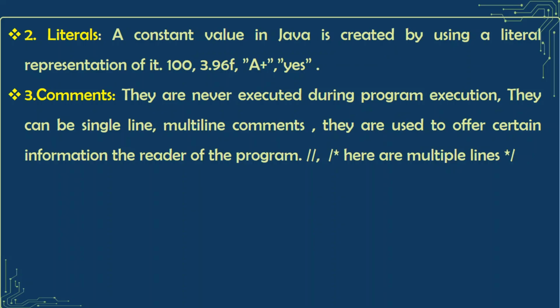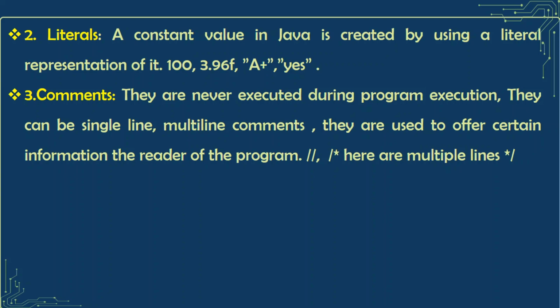The other is comments. They are never executed during program execution. They can be single line and multi-line comments. They are used to offer certain information to the reader of the program. Right here, we can use a single line comment, or we can use a multi-line comment. These comments are descriptive text that will never be executed by a compiler, but they offer additional information, not only for the reader but also for the programmer.